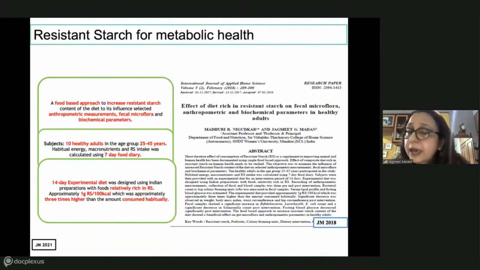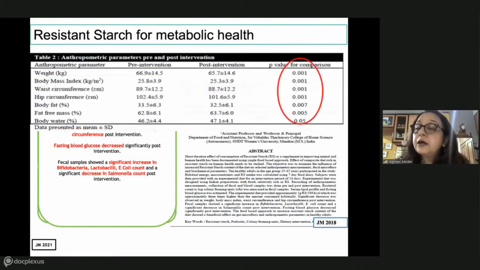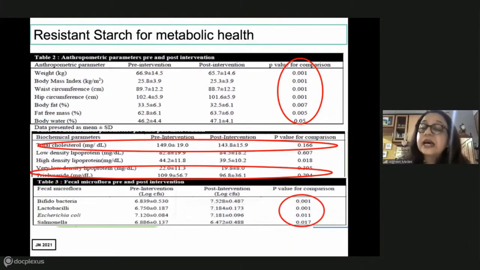But what I want to emphasize is this experimental study we did with adults, and we could achieve 16 grams of resistant starch in their diet just using natural foods. Okay. And within 2 weeks, we could find a decrease in weight, waist circumference, and fasting blood glucose, and a significant increase in the beneficial microorganisms in the fecal microflora, which was assessed before and after the study. So this is just to emphasize that we had significant leads in relation to anthropometric, biochemical, and gut microbiota parameters.